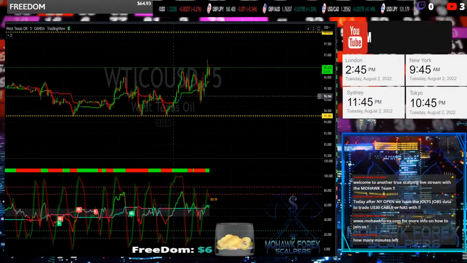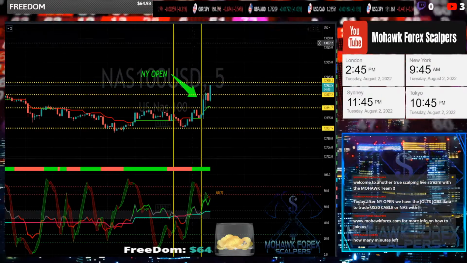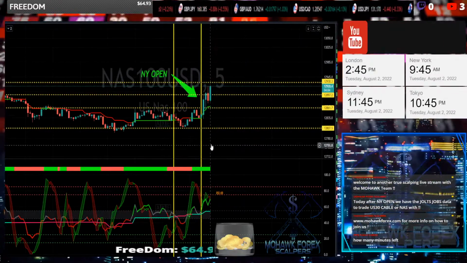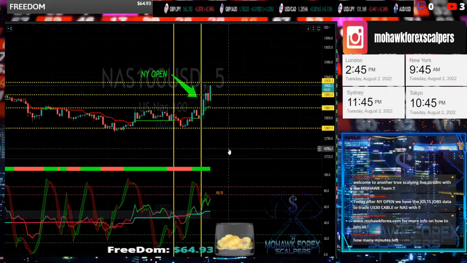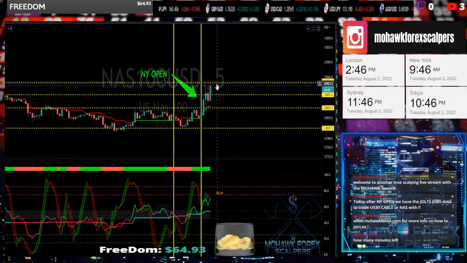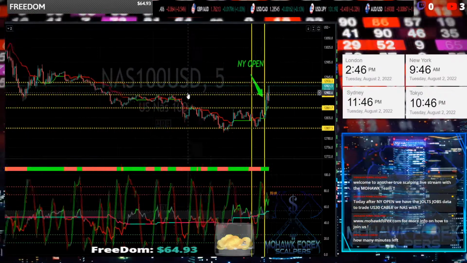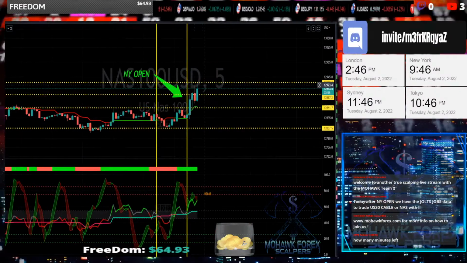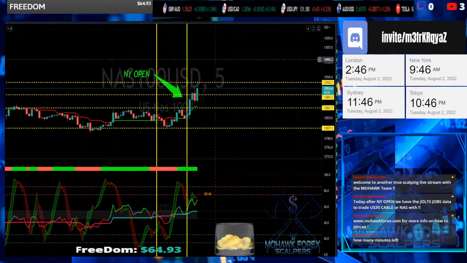Okay, we'll trade oil later on. Back to NAS. NAS, here we go, look. Pick out candle. Yeah, it's going to hit that. If it goes higher here, we will get in on the bar.